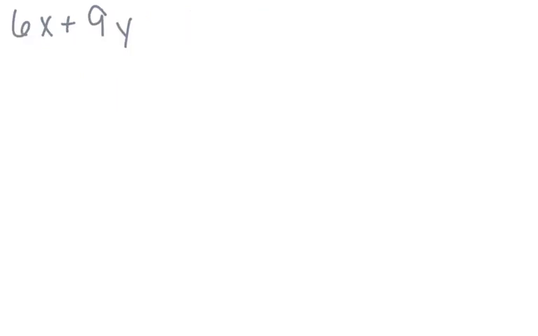Let's do another one. We have 6x plus 9y. So the first thing we're going to do is find the greatest common factor of 6 and 9. So we're going to have 6 and we're going to have 9. And we're going to find all the factors of 6 and 9. So we're going to have 1 and 6, 2 and 3. And then for 9, we're going to have 1 and 9. And then just 3, because 3 times 3 is 9. So we're only going to put 3 once. And so we can see that our greatest common factor is 3.